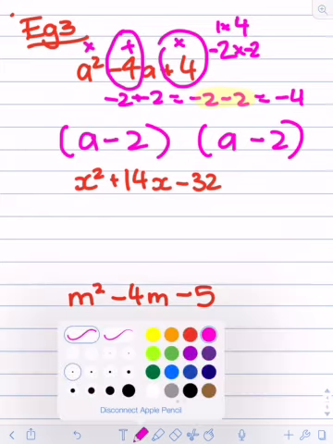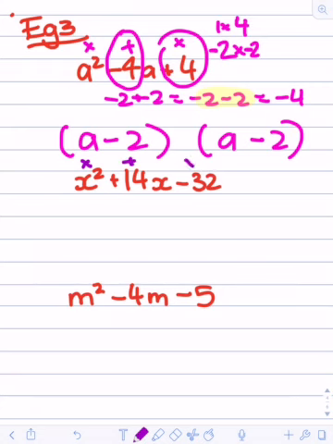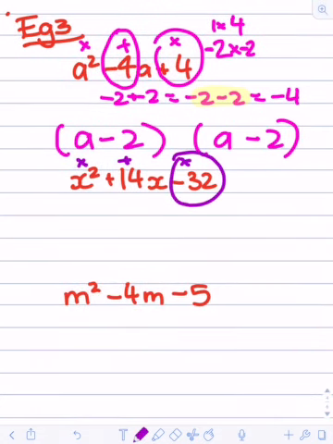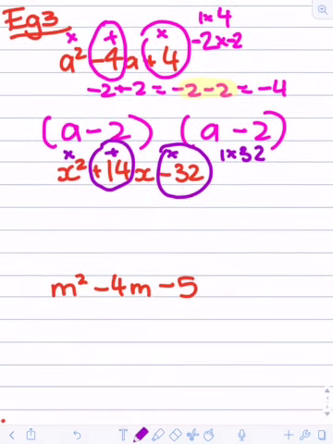Let's do the next question. Next question is again times plus times. Two numbers that multiply to give me negative 32 and add to give me 14. First and foremost, let's write all the multiples of 32. 1 times 32. 2 times 16. 4 times 8. And that's it at this stage. So let's have a look at which of these numbers are going to add to give me 14.